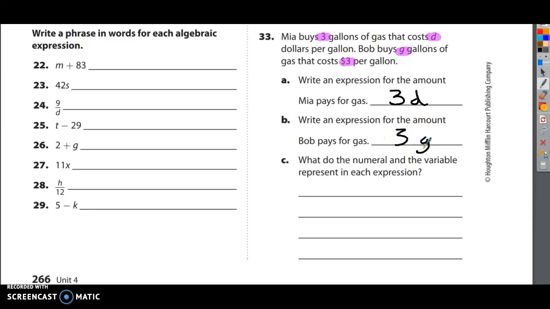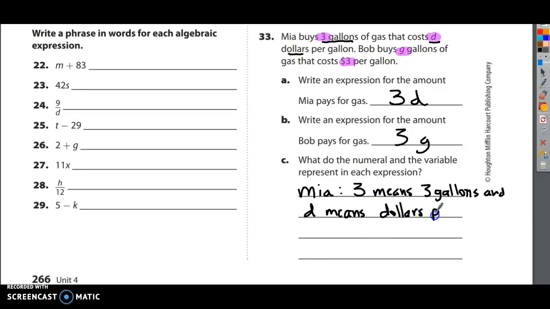What do the numeral and the variable represent in each expression? Well, let's go back up to Mia. What does the number represent in Mia's? The number represented 3 gallons, and the variable represented D dollars. So for Mia, 3 means 3 gallons, and D means dollars per gallon.